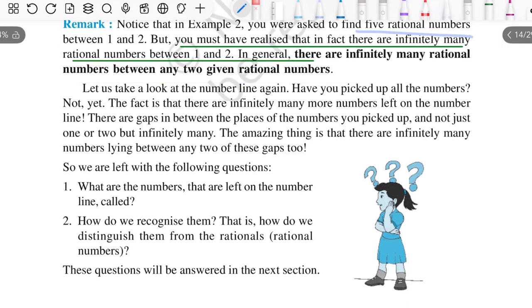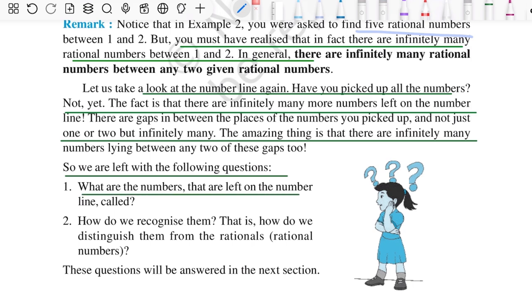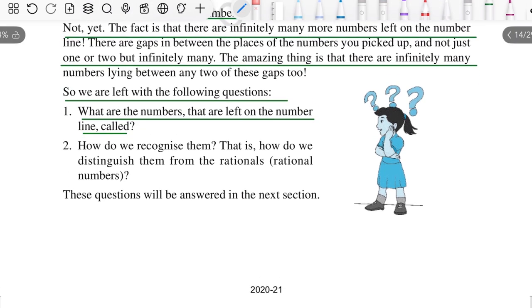Let us take a look at the number line again. Have you picked all the numbers? Not yet. The fact is that there are infinitely many more numbers left on the number line. There are gaps in between the places of numbers you picked up, and not just 1 or 2 but infinitely many. The amazing thing is that there are infinitely many numbers lying between any two of these gaps too. So we are left with the following question: what are the numbers that are left on the number line called? How do we recognize them? That is, how do we distinguish them from rational numbers? These questions will be answered in the next section.